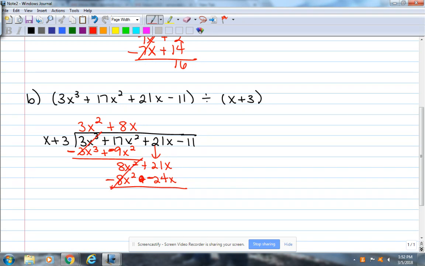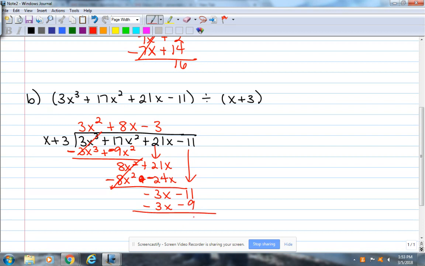Combine my x's: I have a positive 21x minus 24x, which is what? Negative 3x. Bring down my minus 11. Then what do we do? Start over. So you say, what times x makes negative 3x? Negative 3. So you add a minus 3 on top. And when you distribute a negative 3, make sure you do the negative as well. So negative 3 times x is what? Negative 3x. And negative 3 times positive 3 is what?